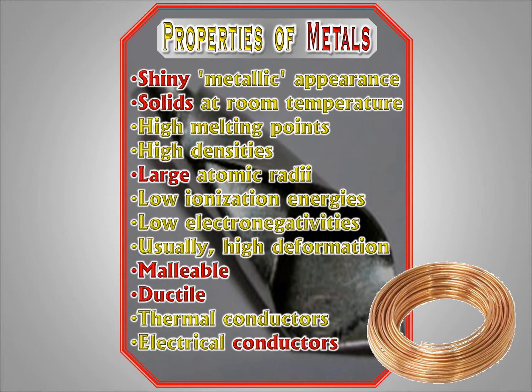Malleable means the ability to flatten it into a sheet to hammer something flat, as you can see in the picture behind. Ductility, ductile, means you're capable of pulling it into a wire, which you can see coiled up right there, some copper wire. Thermal conductors, they conduct heat. Electrical conductors, they conduct electricity. That is what metals are supposed to do.